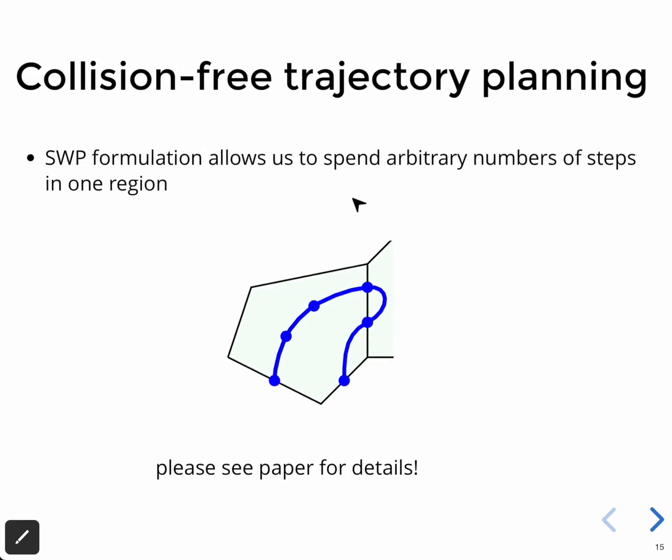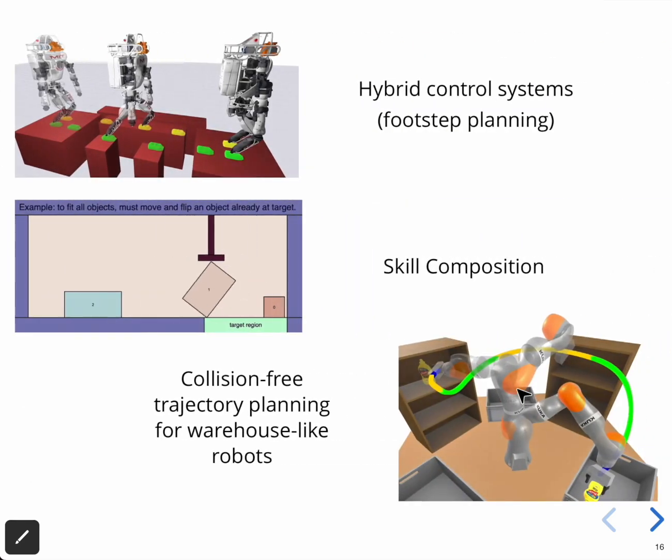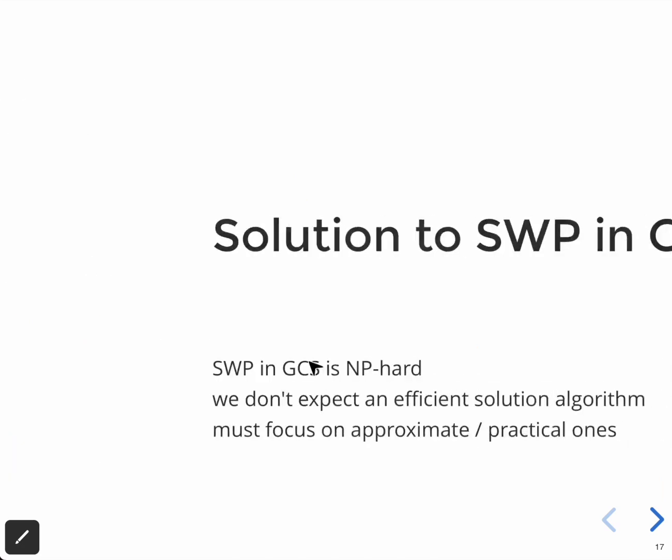My final example is going to be in collision-free motion planning, where the shortest walk formulation allows us to spend an arbitrary number of steps in each region, but in the interest of time I'm going to omit this example and refer you to the paper for the transcription. To ground all of these ideas and applications, here is a peek into the results section from the paper, where we are applying these ideas to footstep planning, pick and place, and collision-free motion planning for warehouse-like robots.